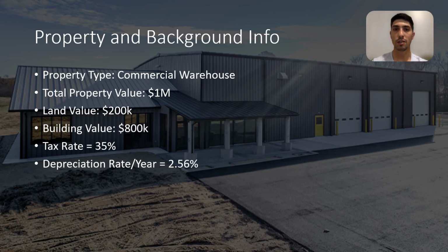So let's set the stage. For this example, let's say you have a commercial warehouse property with a total property value of $1 million, where $200,000 is the land value. This is going to leave you with $800,000 for the building value. And this is the number that we care about for depreciation, since the land itself is not depreciable for tax purposes. Now, you're most likely depreciating over a 39-year period, but check with your CPA for that.